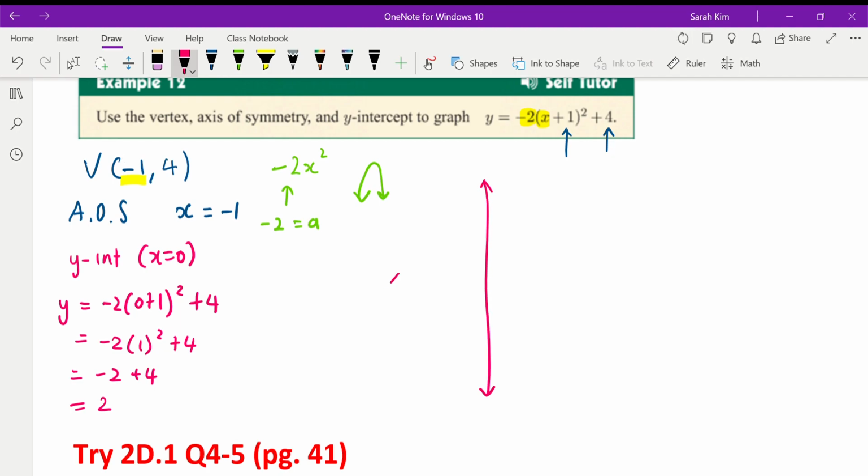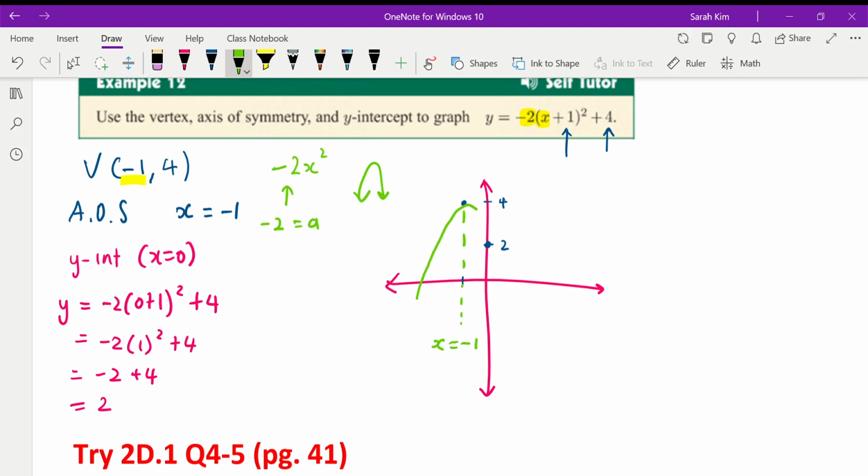So let's give it a draw. I've got my vertex, negative 1, 4, over here. And then my y-intercept is at 2. That's my y-intercept. It doesn't ask for the x-intercept, so I'm just going to have to assume. But that's my axis of symmetry. I'll draw that in physically as well, x equals negative 1. And then I can draw my graph.